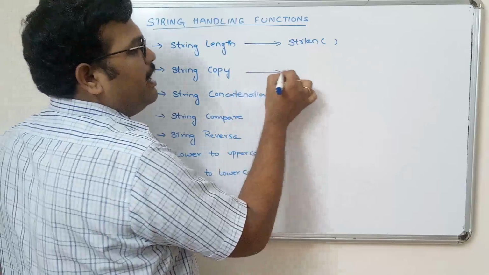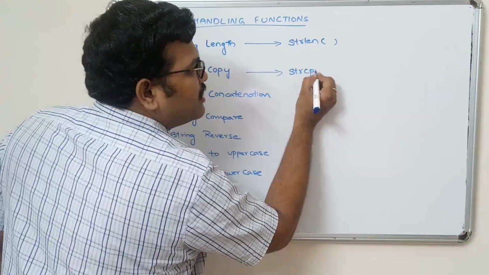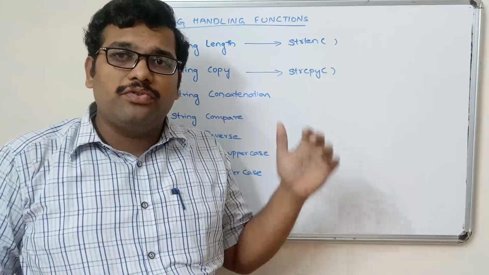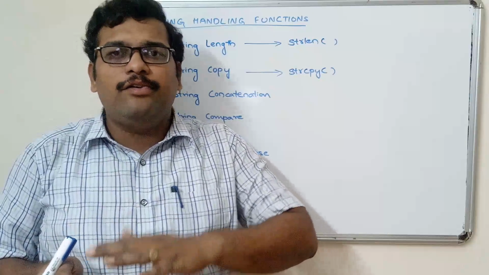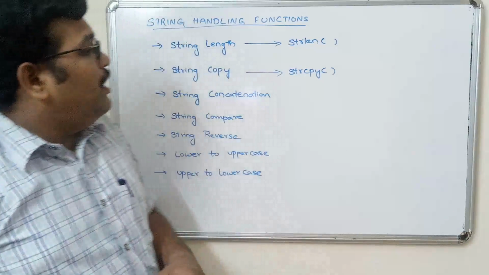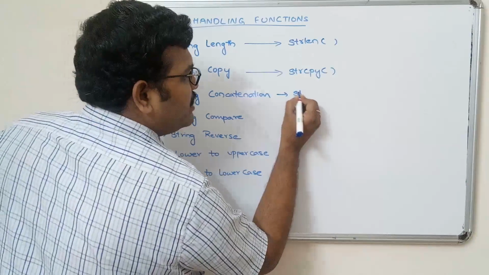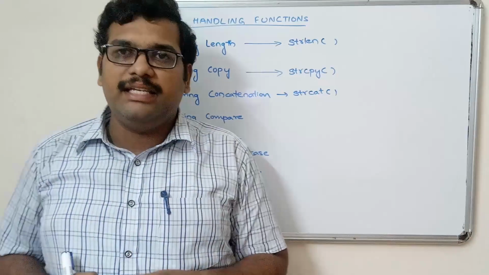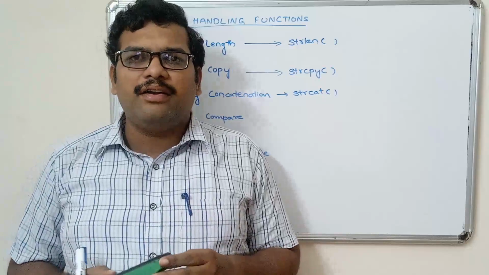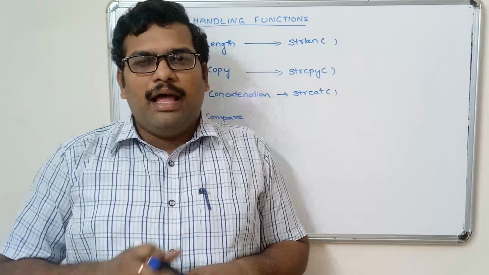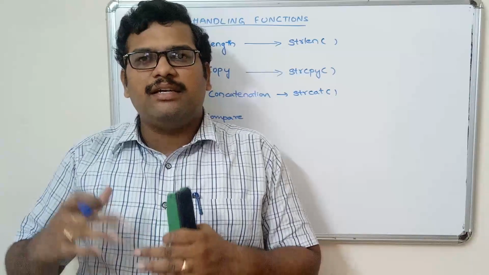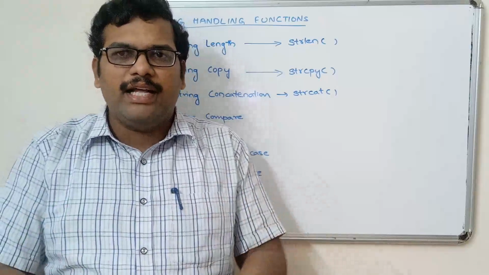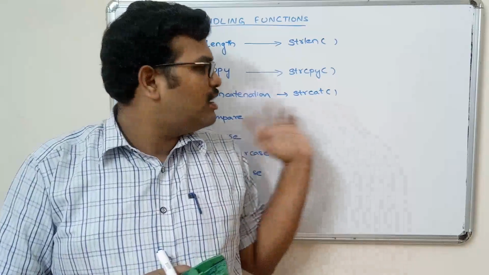And coming to string copy, the name itself indicates that the function is strcpy. This is used to copy the content of one string into another string. And the third one is concatenation. It is represented as strcat. That means the function for concatenation is strcat. This is just like appending the content of one string to another string. At the end of the first string we will write the data which is in the second string.